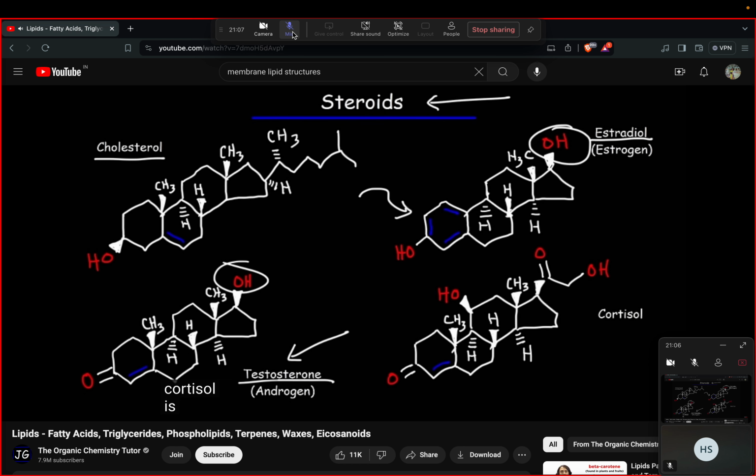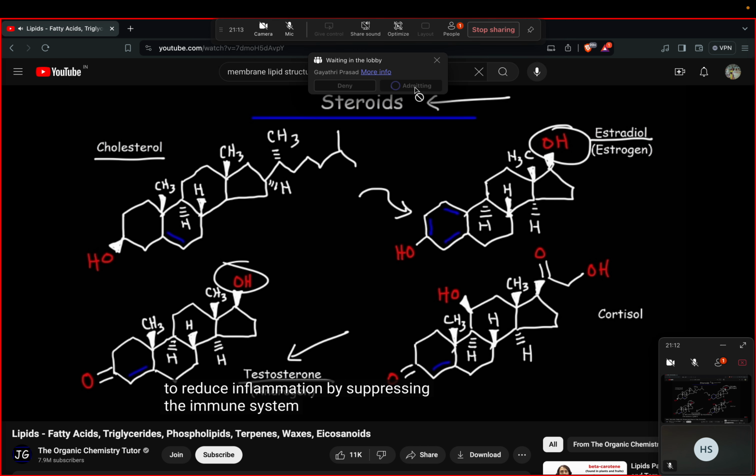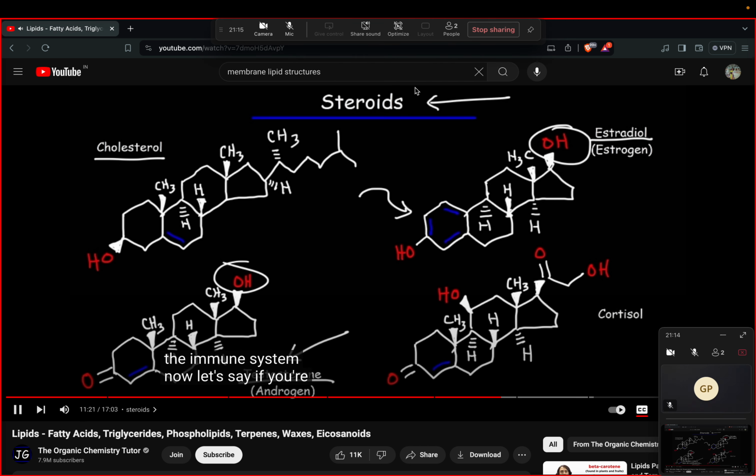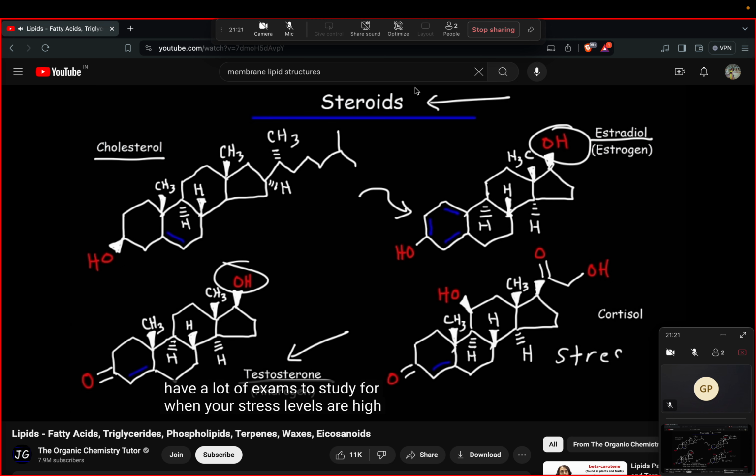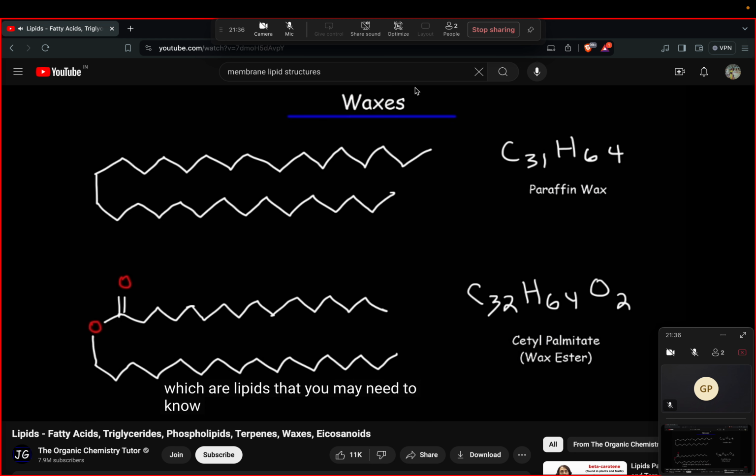Cortisol is another steroid hormone that is used to reduce inflammation by suppressing the immune system. Now let's say you're stressed out, you have a lot of exams to study for. When your stress levels are high, your cortisol levels will be high as well. Now when used as a medication, cortisol is known as hydrocortisone. So those are some steroids, which are lipids that you may need to know.